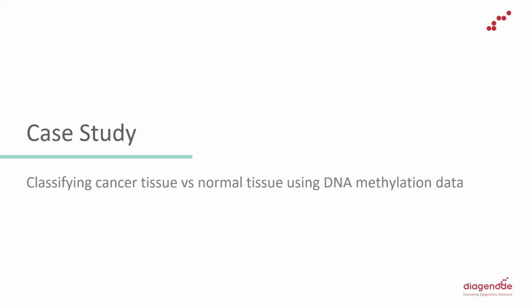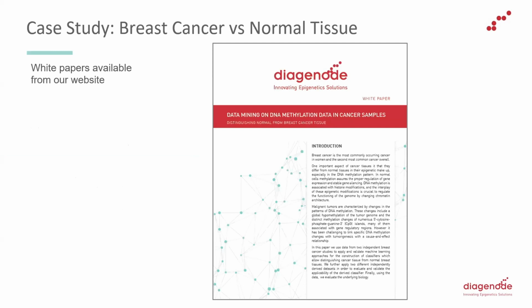Yeah, as Damien just said, I would like to make you familiar with the machine learning approach and the data mining approaches we are applying with a practical example, and this is classifying breast cancer tissue versus normal tissue. And I would also like to point your attention towards a white paper which is available at the Diagenode website for download, which also summarizes what I will tell you in the next couple of minutes.